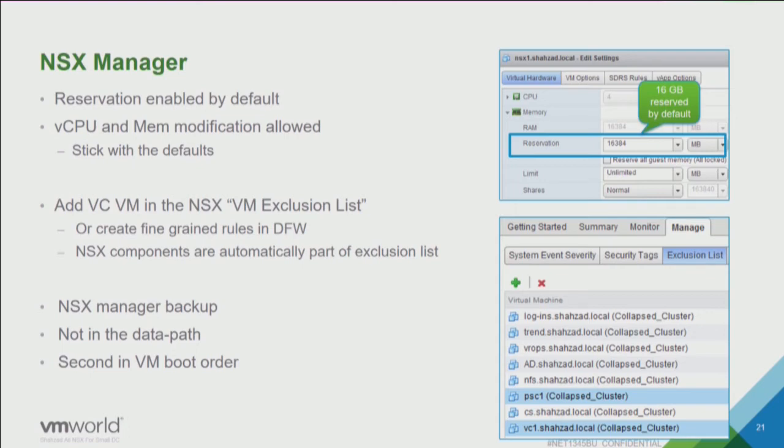It's also incredibly important to add the virtual center virtual machine to the NSX VM exclusion list. This removes it from being a part of the distributed firewall. The reason that we want to do that is that you can actually lock yourself out. All firewall rules are done through the vSphere web client, and if you set the default rule to block without allowing vCenter the proper access, you can't get into the web client to change the rules to get back into the web client. It's a call to GSS.